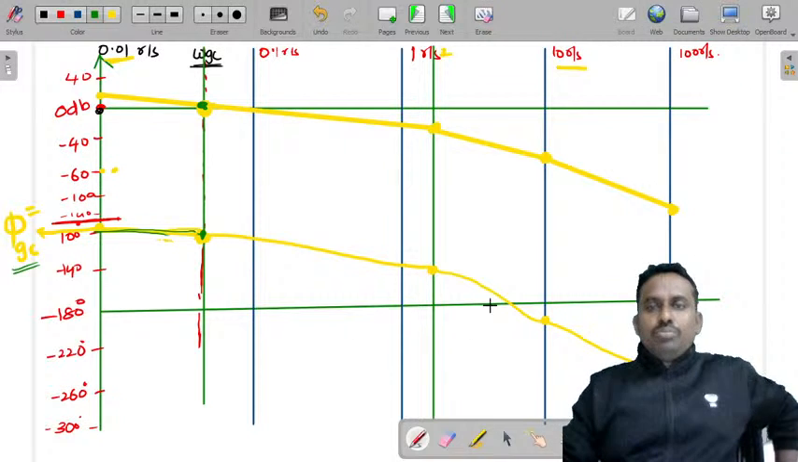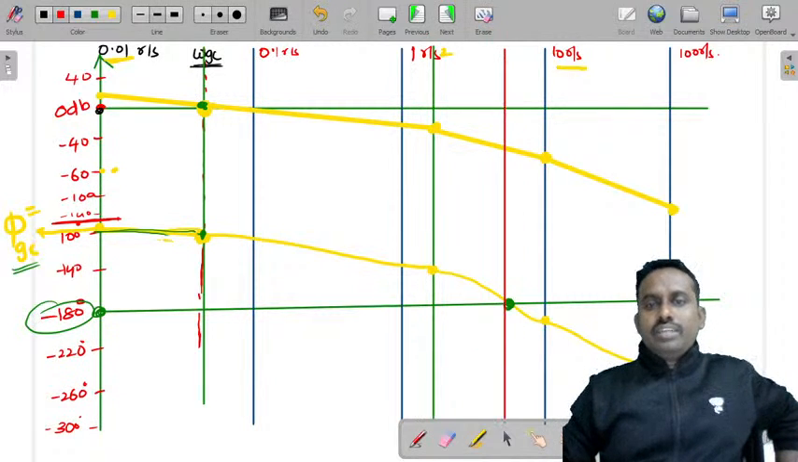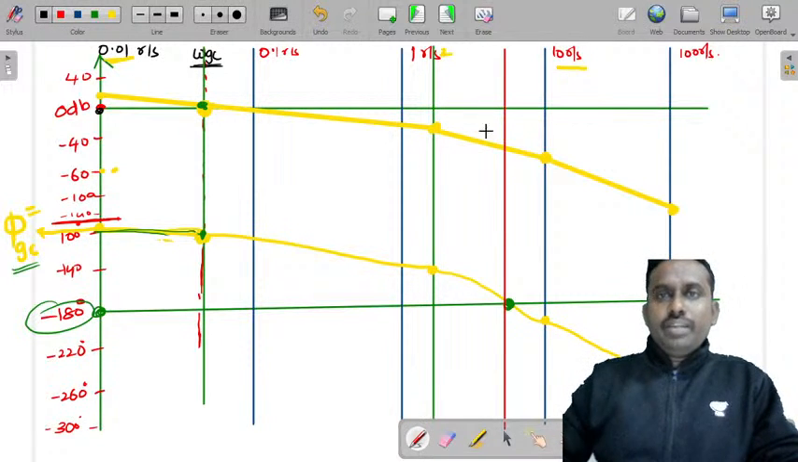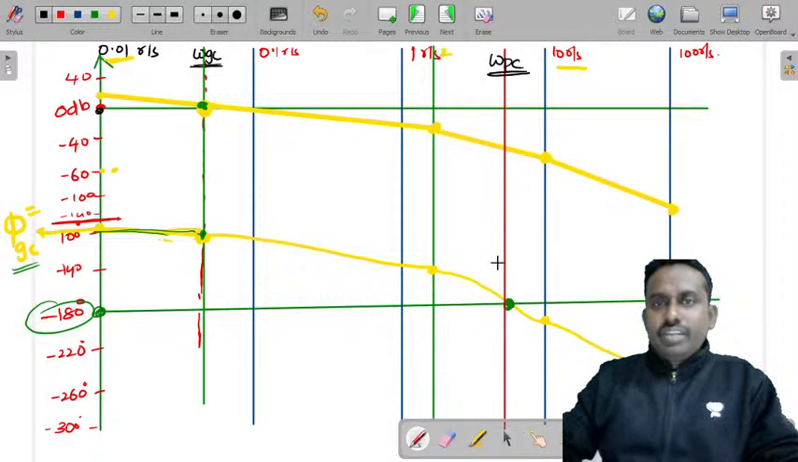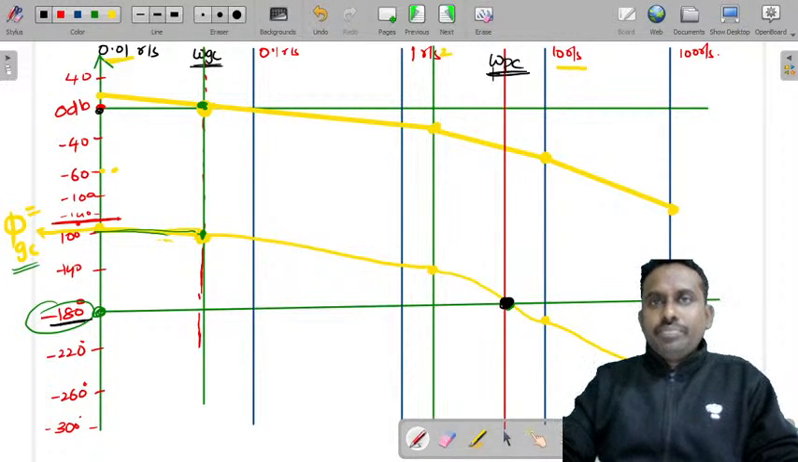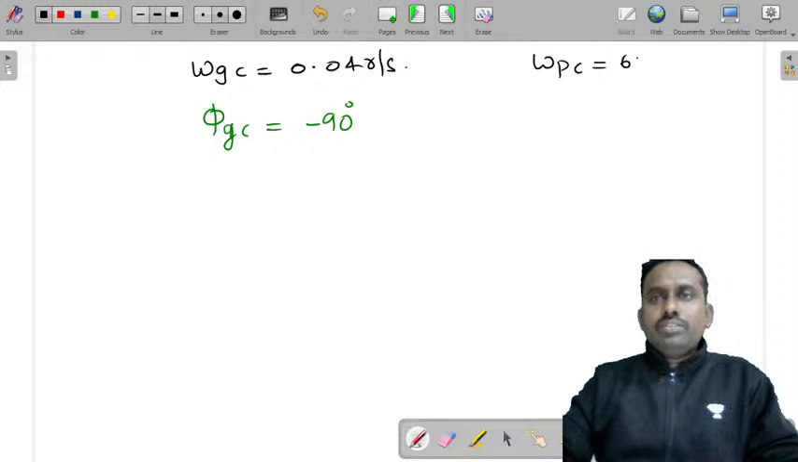Now what is this point? This is the minus 180 degrees line, and this phase plot is intersecting the minus 180 degrees line at a particular frequency. This is called the phase crossover frequency. It is the frequency at which this phase plot, the yellow line you are looking at, intersects the minus 180 degrees line. This is 6 radian per second, and we call it the phase crossover frequency. So can I say omega pc is equal to 6 radian per second?